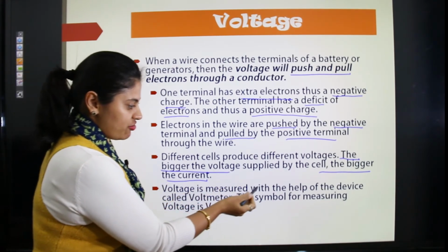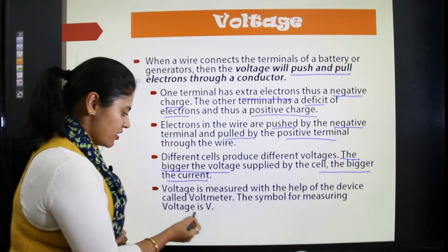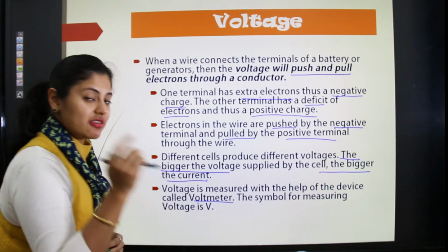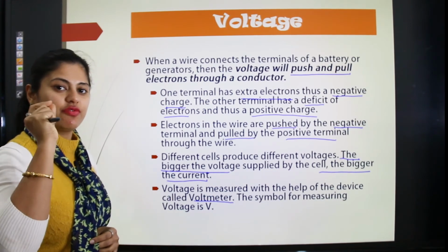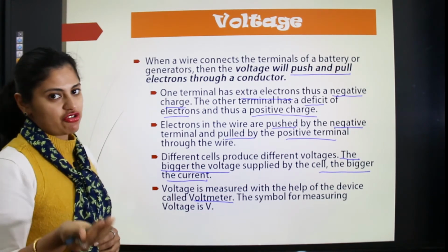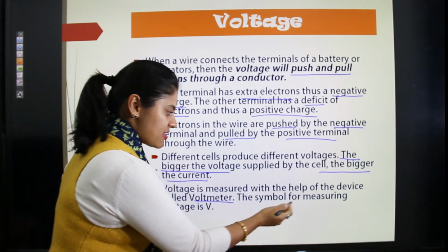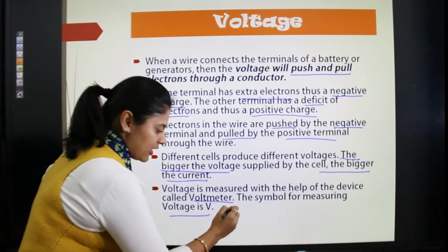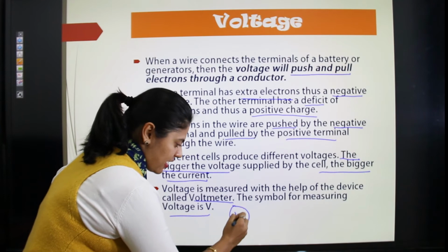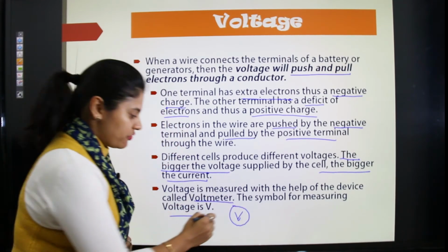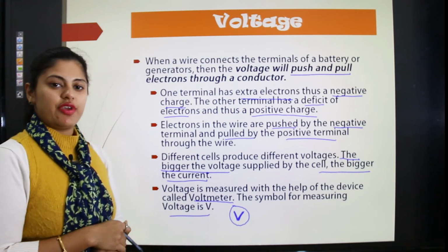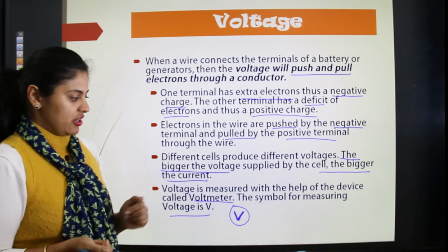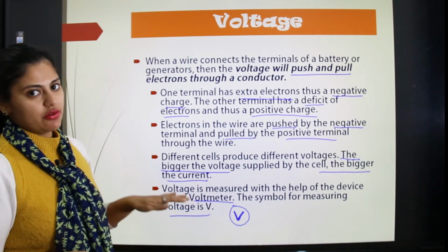Voltage is measured with the help of the device called the voltmeter. So this is very important. What is a voltmeter? A voltmeter is a kind of device which helps to measure voltages. The symbol for measuring the voltage is V. So a voltmeter is normally the device with the help of which we can measure the voltage. So that's the basic definition of voltage.